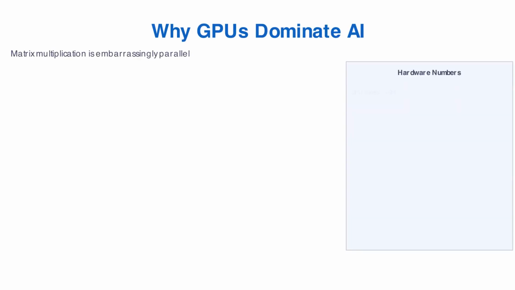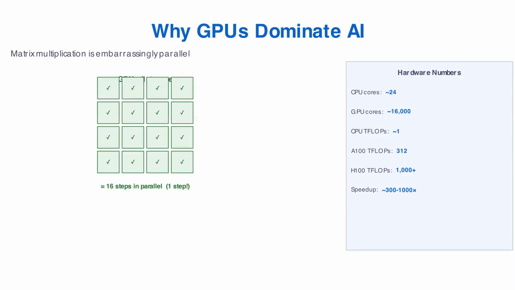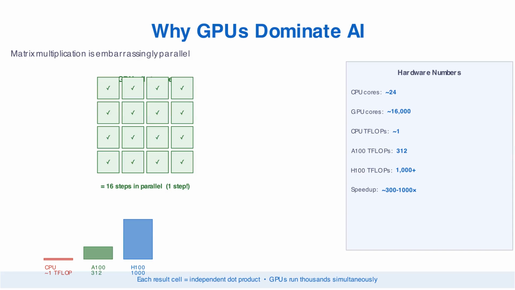Why are GPUs so essential for AI? Because matrix multiplication is embarrassingly parallel. Look at the result matrix C. Each cell is one dot product, completely independent of every other cell. To compute C00, you do not need to know C01 or C10. Every cell can be computed at the same time. A CPU might compute 16 cells one after another, 16 sequential steps. A GPU runs thousands of cores in parallel. All 16 cells, all 16,000 cells, computed simultaneously.